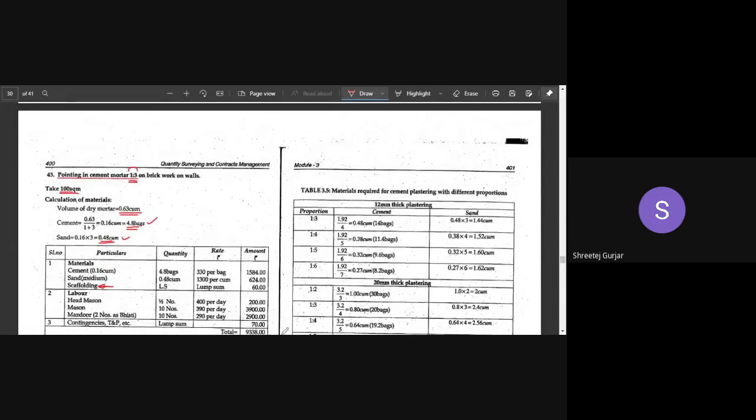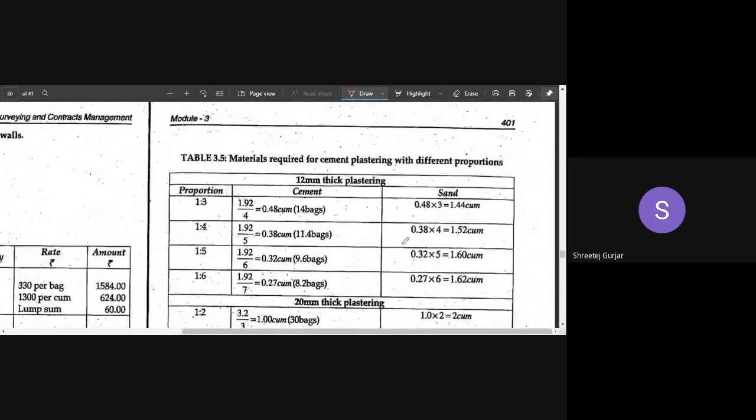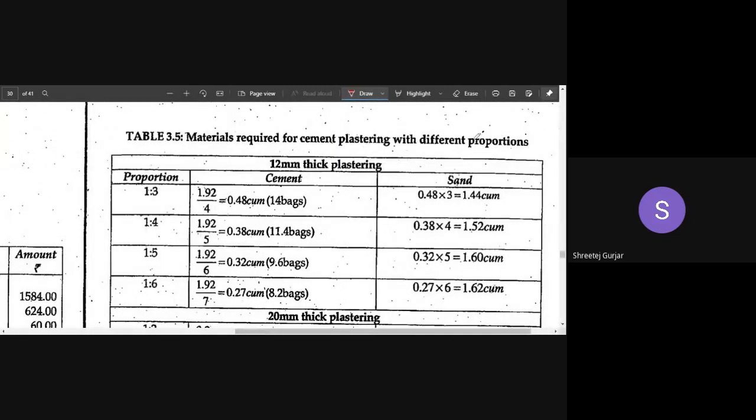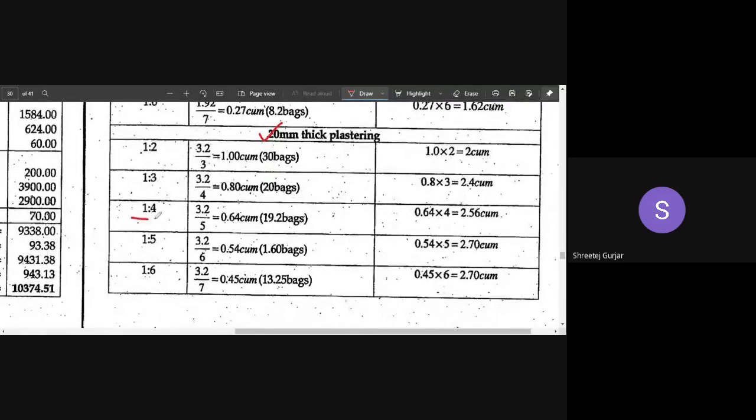What we have done here is written down a table for materials required for cement plastering with different proportions. If it is 12 mm thick and in the ratio 1:4, then you require this amount of cement in bags and this many cubic meters of sand. This is just for reference, no need to remember any of these things. You can easily calculate all of these. Similarly, for a 20 mm thick plaster with various ratios, they have made a table for the quantities of cement and sand required.